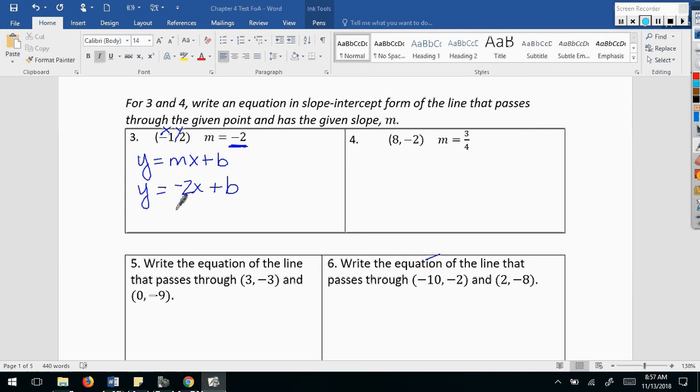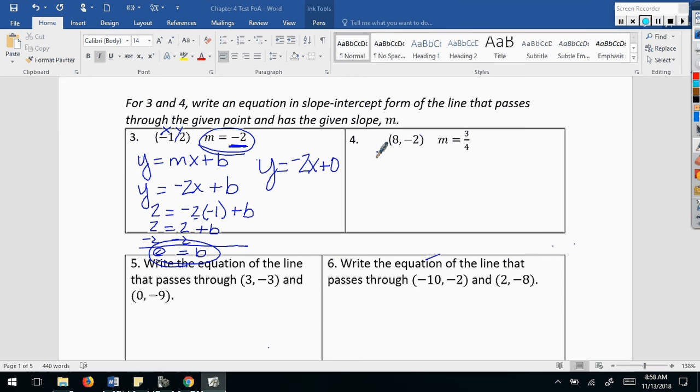So 2 equals negative 2, it's not x, it's going to be negative 1 plus b. So negative 2 times negative 1 would be positive 2. If I subtract that from both sides, I get 0 equals b. So now I have my slope, I have my y-intercept, so my equation is going to be y equals negative 2x. If you want to put the plus 0, you can. It's really not necessary, though. That's completely and totally up to you.